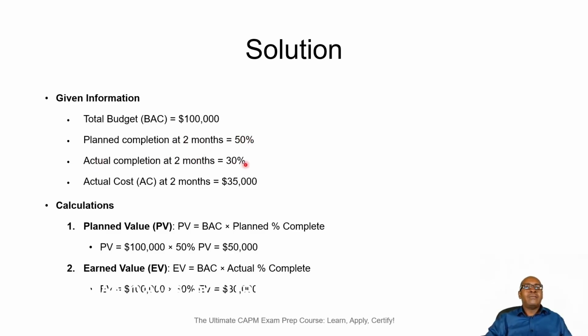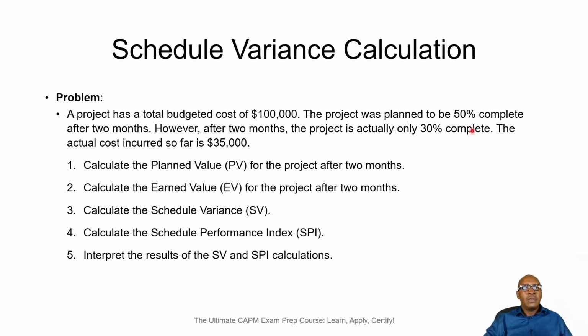However, at 2 months, we actually had 30% complete. And the actual cost that we incurred at 2 months was $35,000. We can take a quick glance back at the question just to verify all of this. So our budget at completion, 100,000.